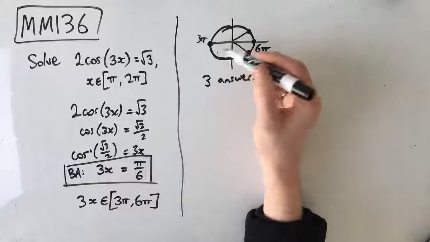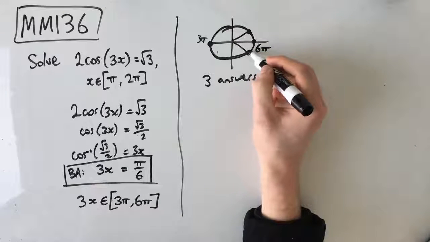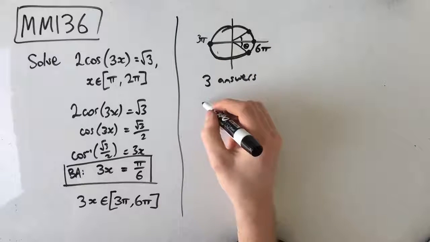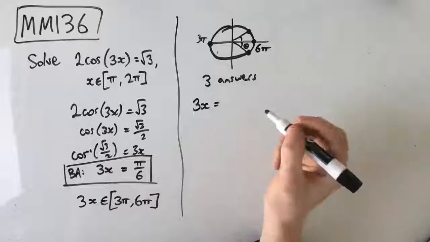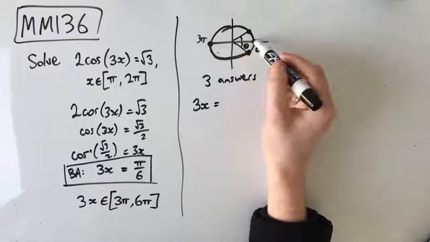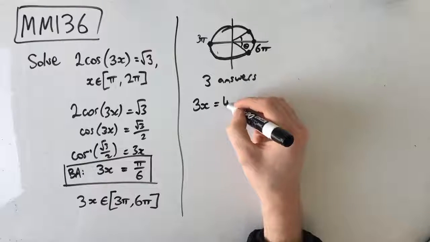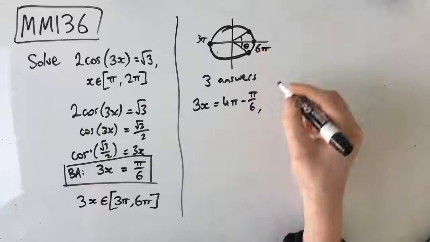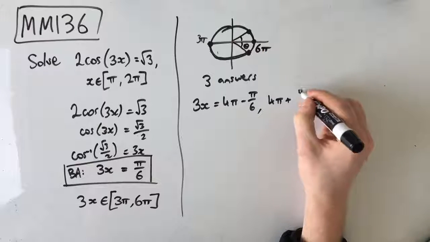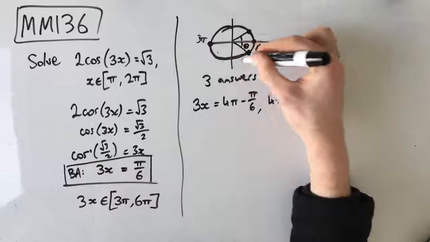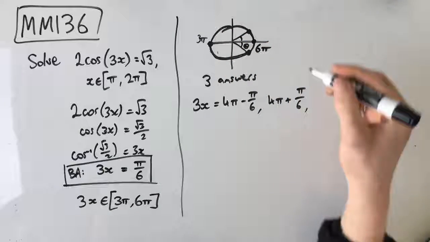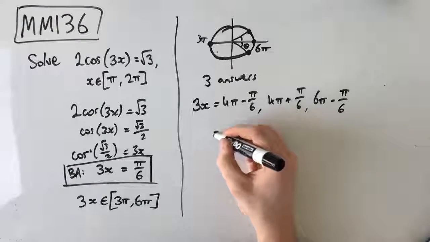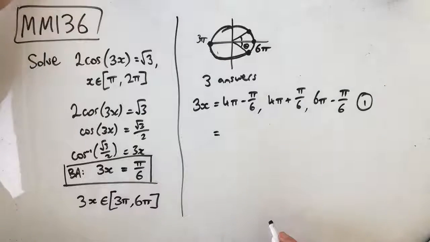So at this point, we know that this angle here is pi on 6 because that's our base angle, which means that 3x is equal to, so 3 pi is here, 4 pi is here, so 4 pi minus pi on 6, 4 pi plus pi on 6, and going around again, because we're up to 6 pi here, 6 pi minus pi on 6. This is our first mark here, guys.